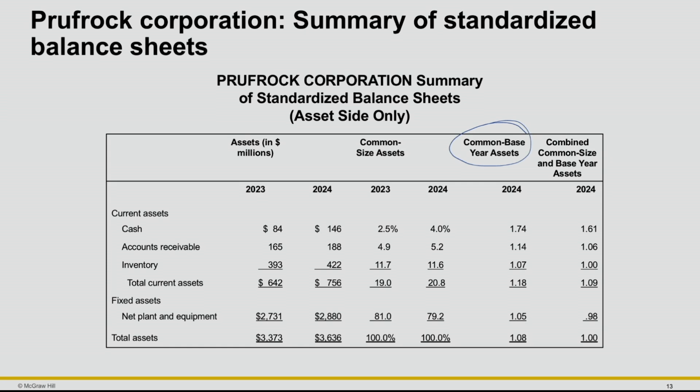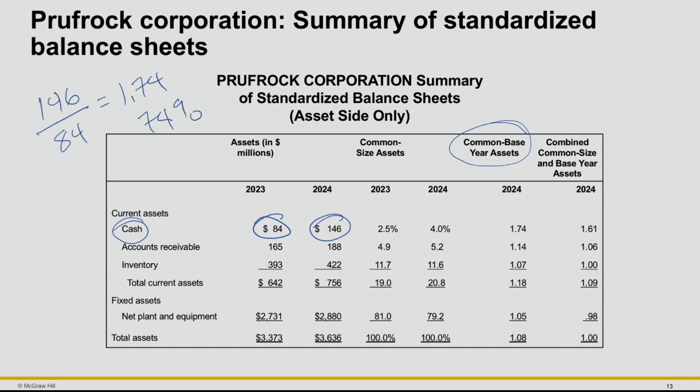So in the case of, let's take cash to start with. At the end of 2023, it was 84 million and it went up to 146 million. How big a change was that? Well, 146 over 84, that's where that 1.74 comes from. And basically, you can think of that as a 74% increase in cash.